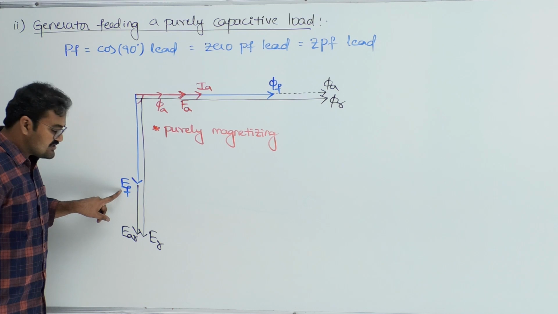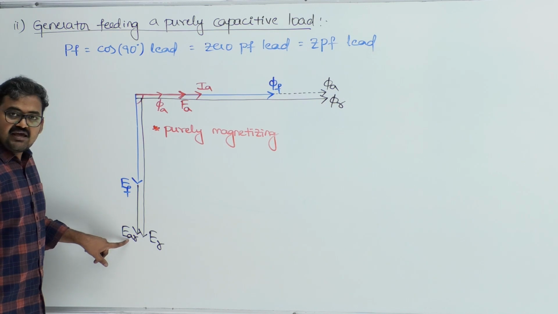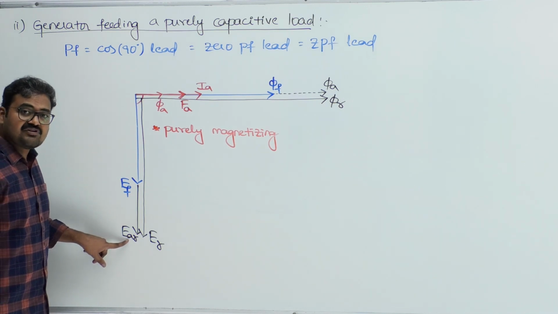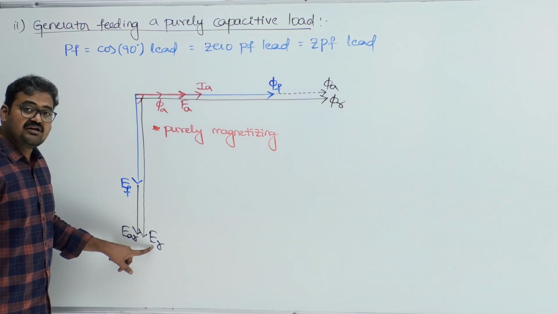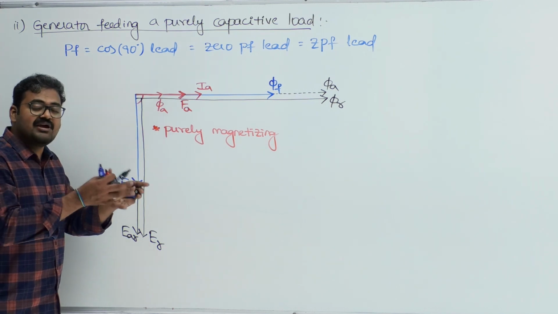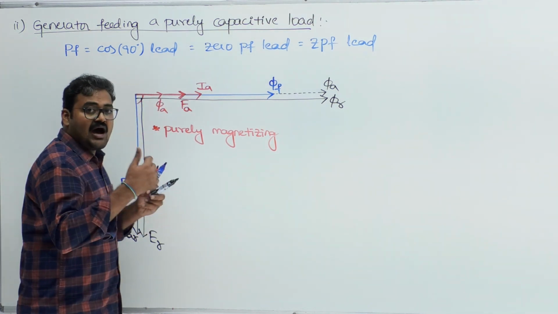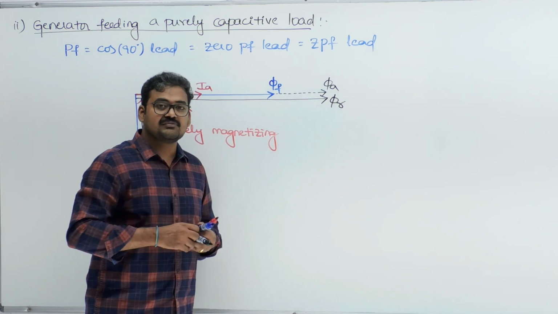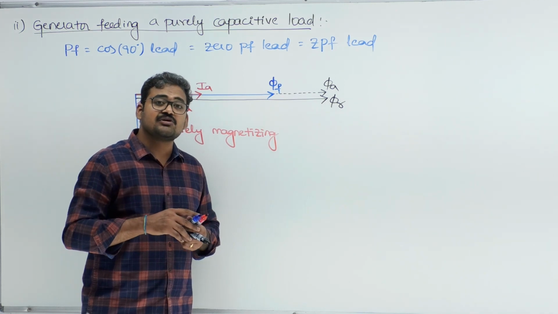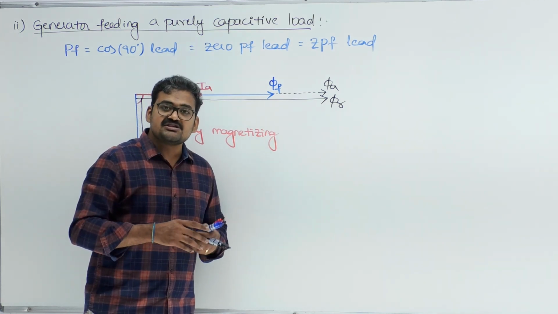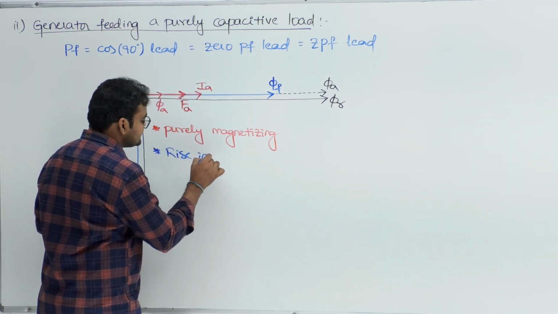So EF is induced EMF in armature winding due to main field flux. EAR, induced EMF in armature winding due to armature flux. ER, induced EMF in armature winding due to resultant flux. That is the sum of main field and armature, and it is a purely magnetizing effect. Magnetizing means armature flux will be aiding with main field. Therefore, resultant flux increases. When resultant flux increases, resultant voltage also increases. That means it is offering rise in voltage or drop in voltage? Rise in voltage.